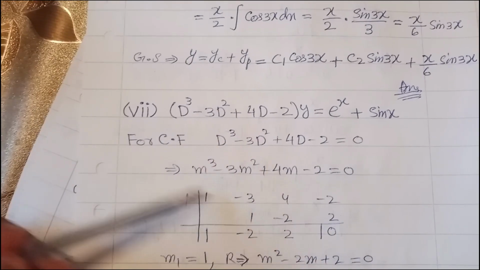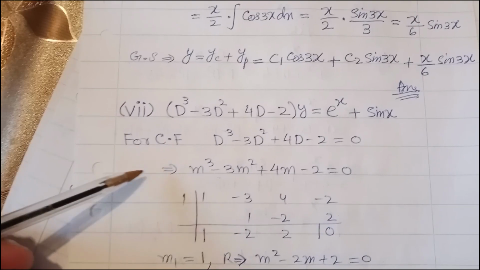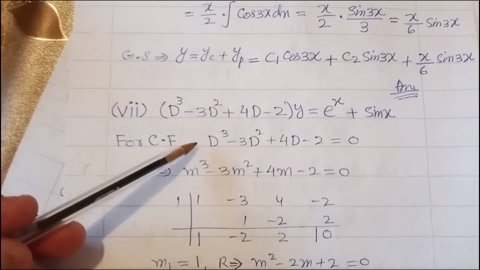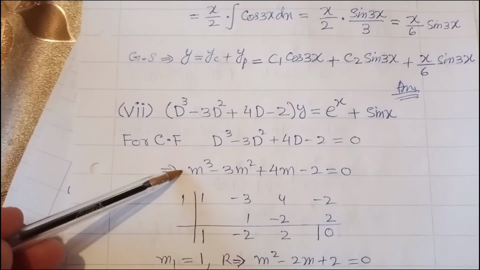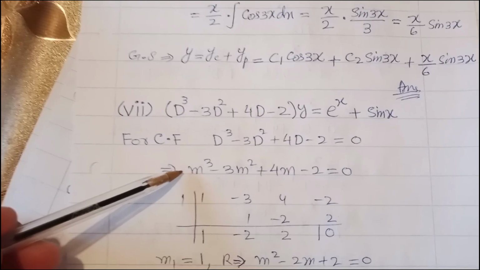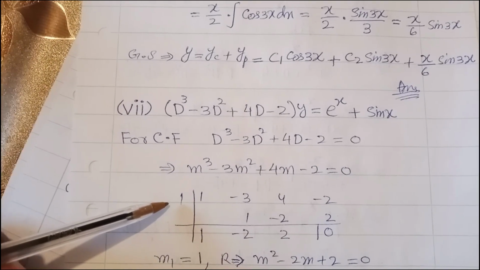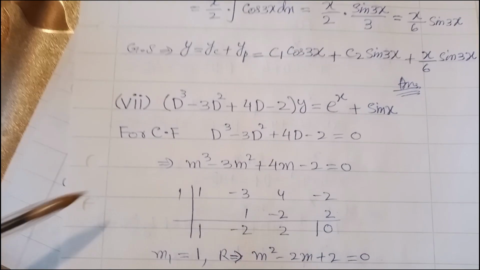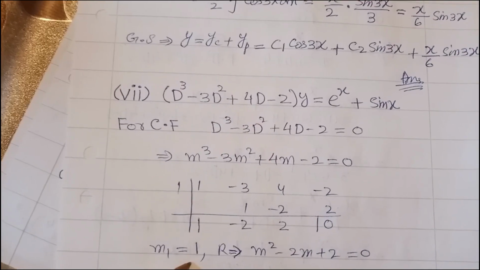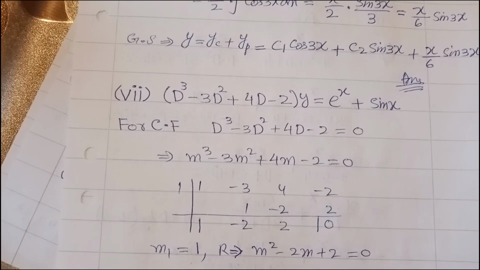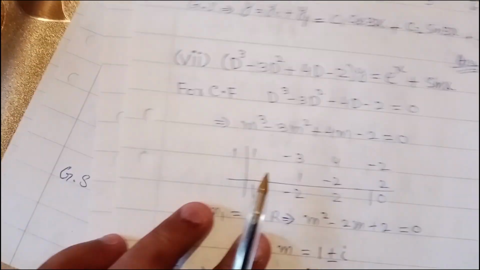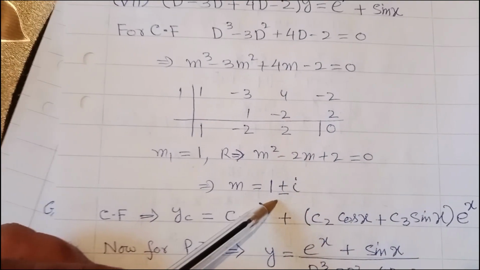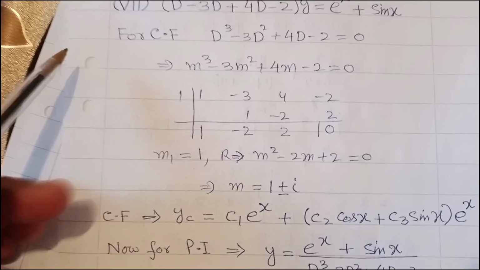So from the left hand side, as usual, we will find the complementary function. It is a third degree equation. First, we will write the auxiliary equation of the entire differential equation, and by using the synthetic division method we obtain the first root and the rest of two roots by using the quadratic formula. So here we have three roots. The first root is m1 = 1, and the rest of two roots are complex roots, 1 ± i.